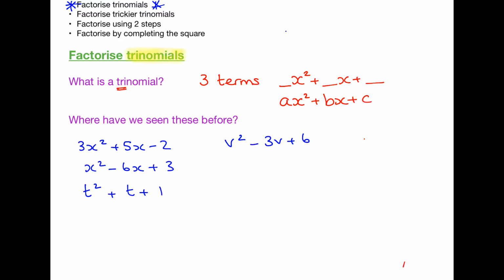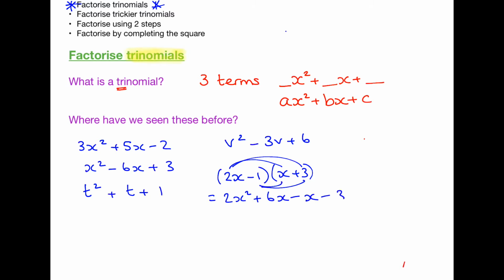Okay, so we've seen these before in our previous lessons when we've multiplied 2 brackets together. So for example, when we did multiplying out brackets, if I'd asked you to do 2x minus 1 times x plus 3, then multiplying these out, we get 2x squared plus 6x minus x minus 3. So that's 2x squared plus 5x minus 3.